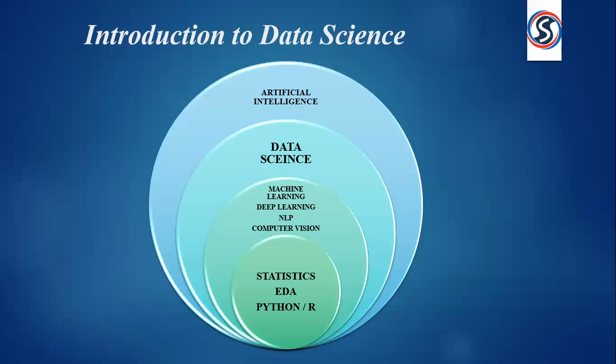Now, whenever we are talking about data science, this complete field includes machine learning, deep learning, natural language processing, and computer vision. So these, machine learning, deep learning, NLP, computer vision, are the statistical computational techniques which are used to train our model.